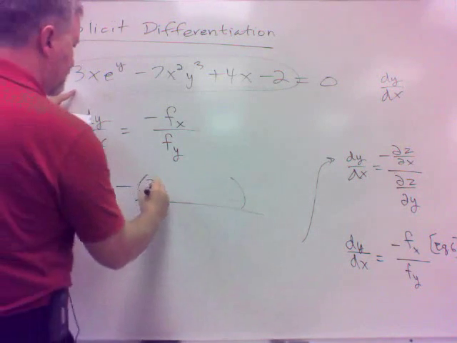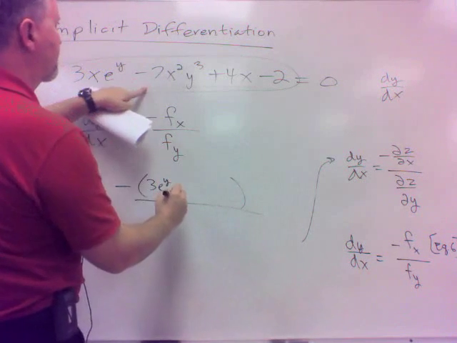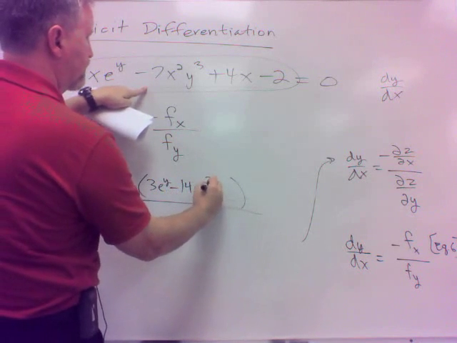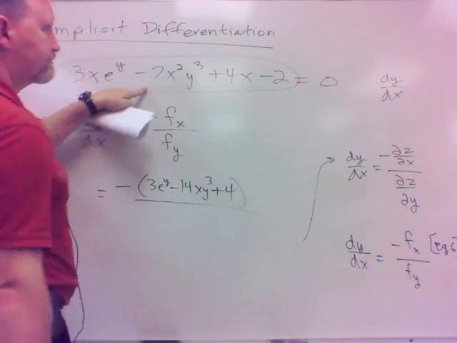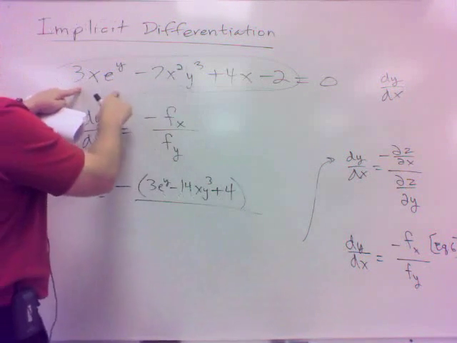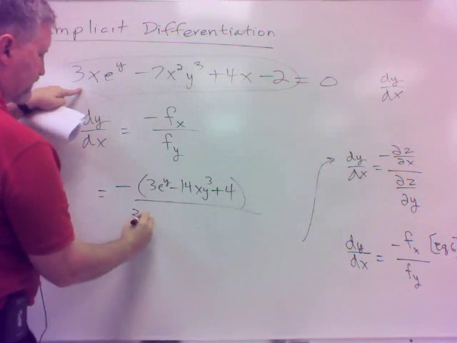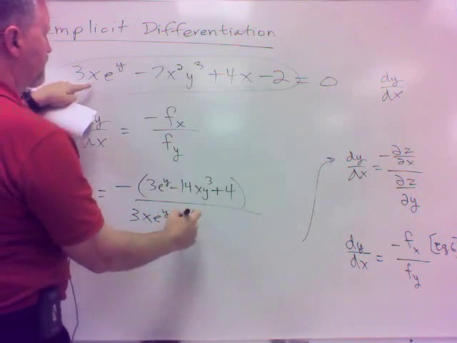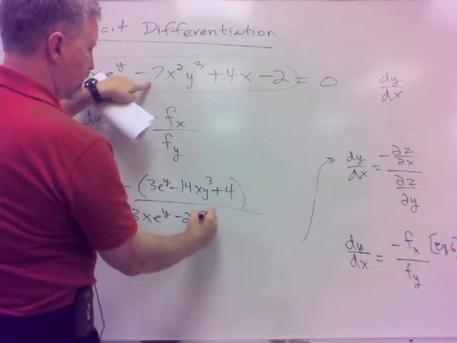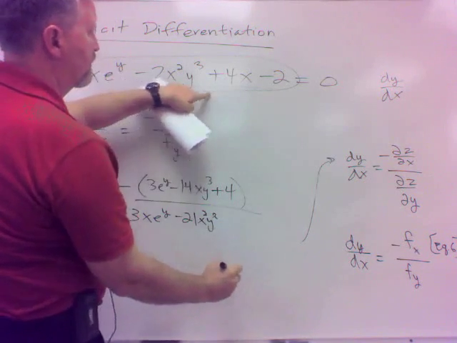3e to the y minus 14xy cubed plus 4. Derivative of that is 0. Divide that by this partial with respect to y, so that would be 3x e to the y minus 21x squared y squared. That's it.